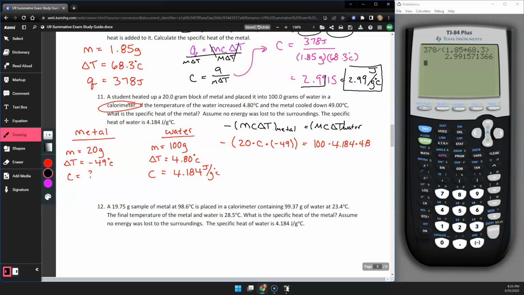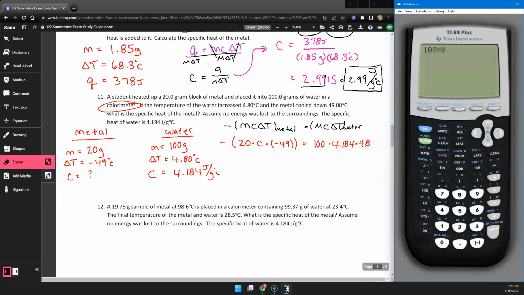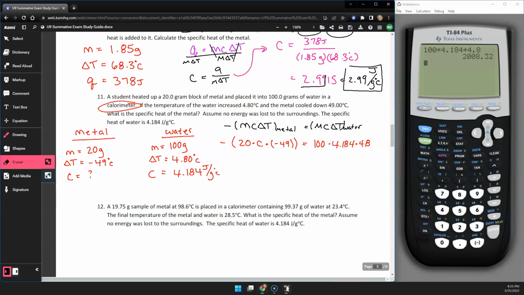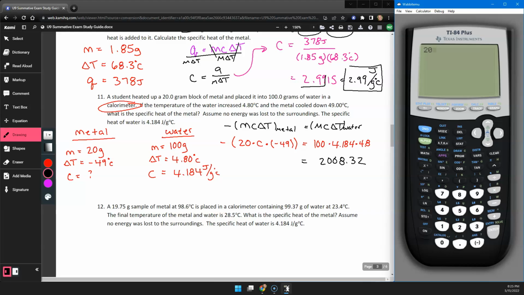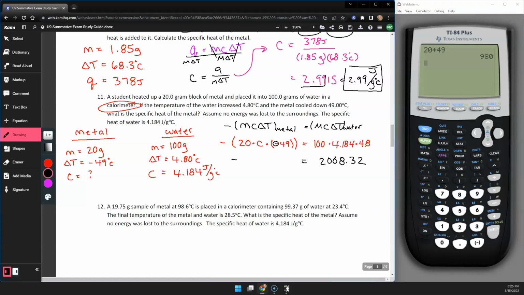When I go to solve this, I usually just start with the right side because we've got all the information about the water here. So let's simplify that. We've got 100 times 4.184 times 4.8. Okay, so we get 2008.32. On the left side, this looks terrible, right? We've got a negative, we've got a negative. Well, let's multiply 20 and 49. So that's 980. One of the numbers was negative, so it'll be negative 980, which was also negative. And then we still have our C on the inside.